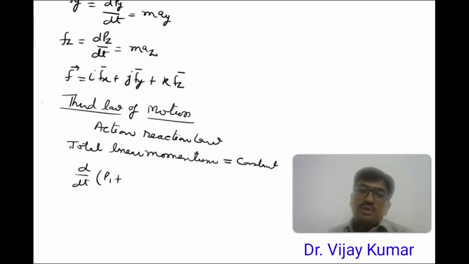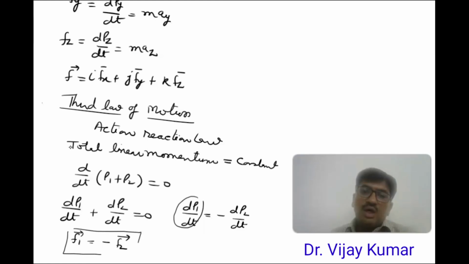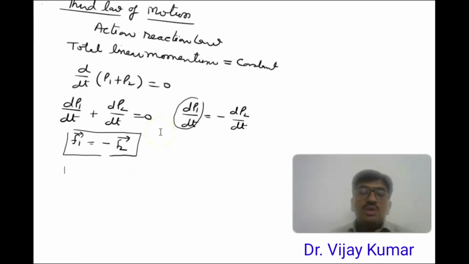The differentiation of total linear momentum should be 0, so dp1 upon dt plus dp2 upon dt is equal to 0, or dp1 upon dt is minus dp2 upon dt. Since dp1 upon dt means the rate of change of linear momentum, that is F1 equals minus F2. It shows equal and opposite force, the action reaction force, which is known as Newton's third law.